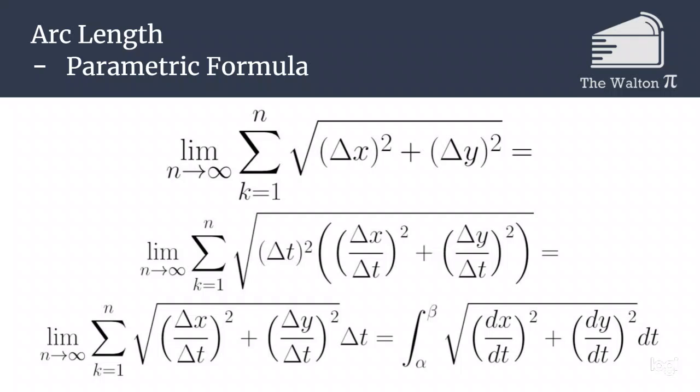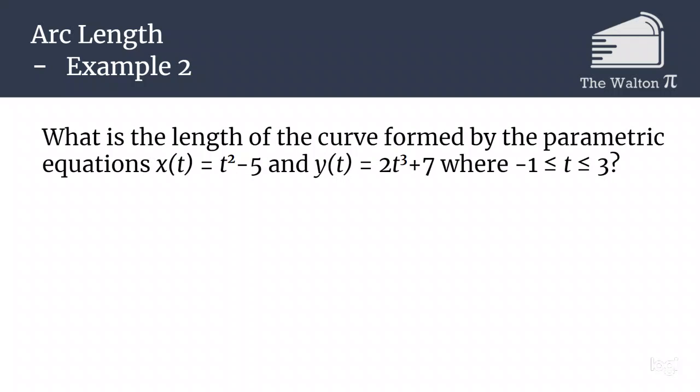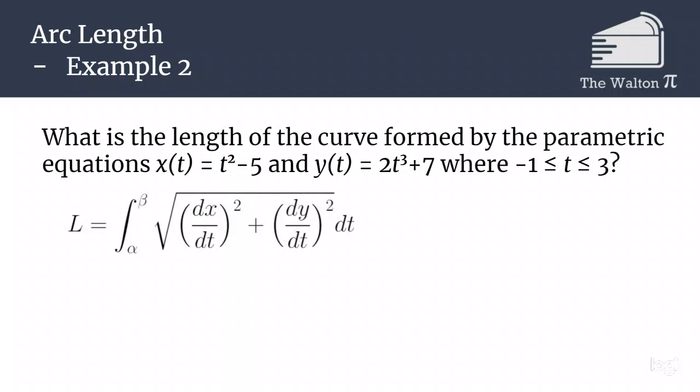And so it's basically the same process and same logic that we were doing to figure out what the formula was for arc length of standard coordinates. It's just using the same thing and recognizing that because they're parametric, we can pull out a delta t. So if we were to calculate the length of the curve formed by the parametric equations, x of t is t squared minus 5, and y of t is 2t cubed plus 7, where t goes from negative 1 to 3, we can calculate the length of this.